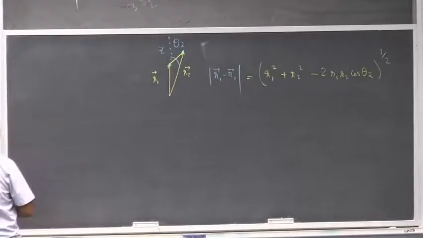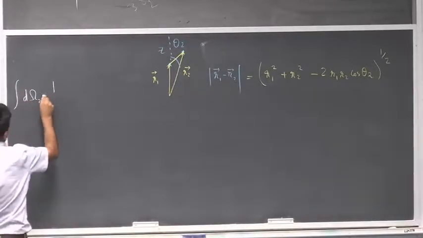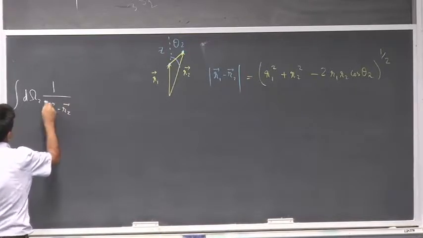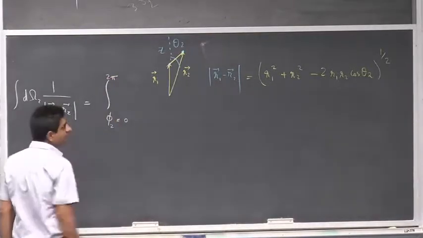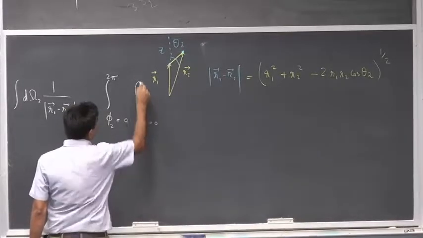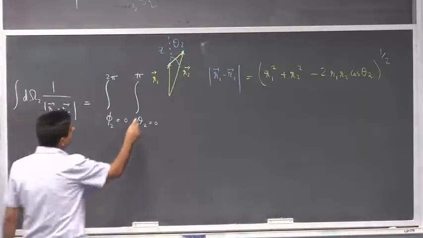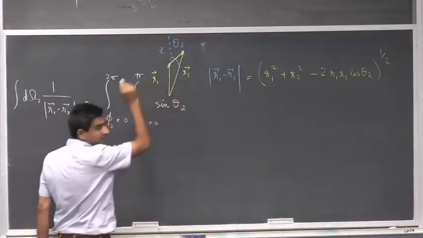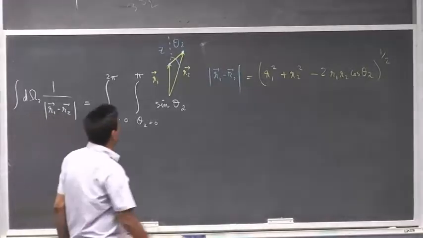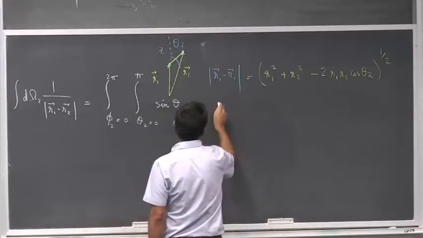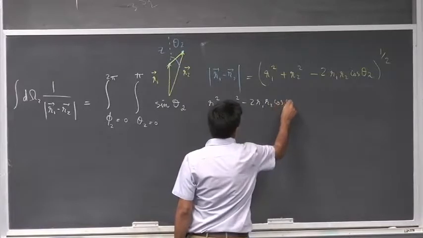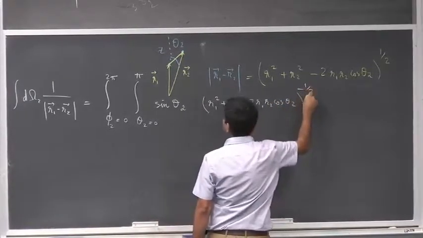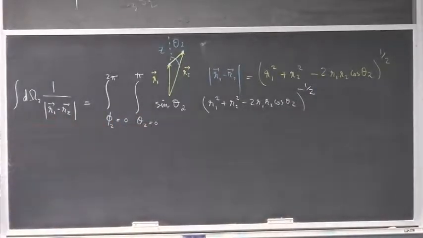So what you get is the integral of d psi 2 over omega 2 of 1 over |r1 minus r2|, which is really the integral over phi 2 from 0 to 2 pi, the integral over theta 2 from 0 to pi, and then I need a sine theta 2 term here because I'm integrating over a sphere. This is the metric for the integration over the sphere. Now this thing is (r1 squared plus r2 squared minus 2 r1 r2 cosine theta 2) to the power minus half. Okay, so this is math. I mean, we've lost track of the physics, but this is important.